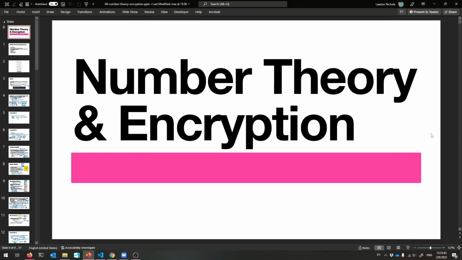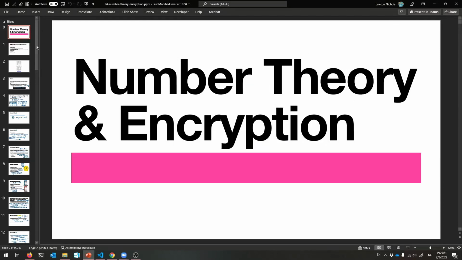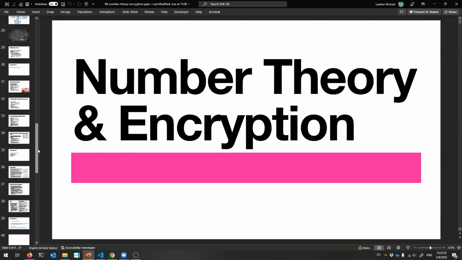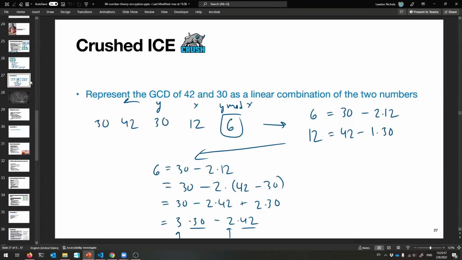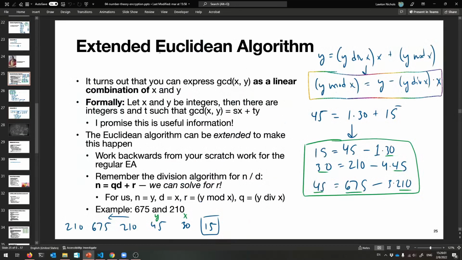Alright, welcome back. Let us finish up these slides on number theory and encryption and actually get into the encryption part. There is only one lecture this week because of the midterm, so here is the one and only one for this week. So we ended last time trying to do cool stuff with the Euclidean algorithm.